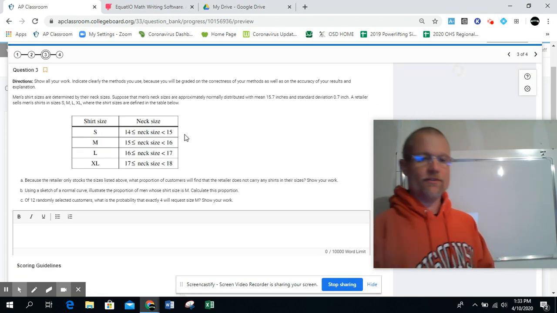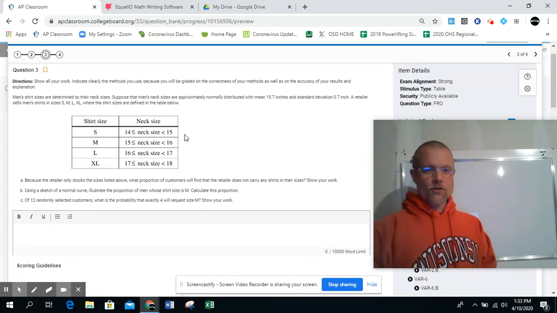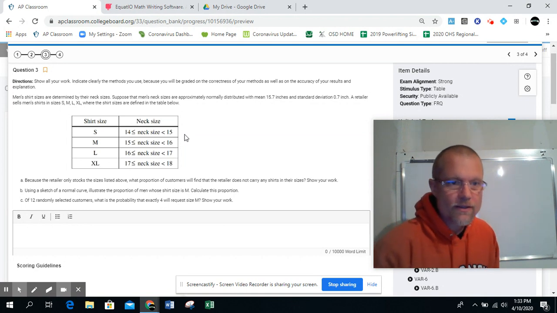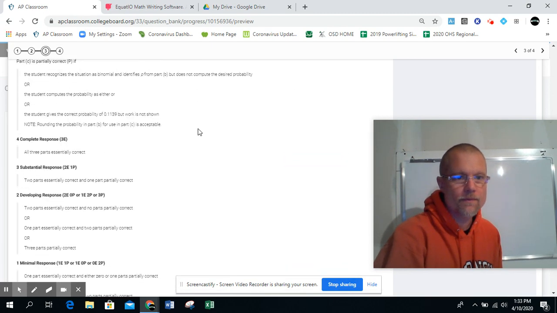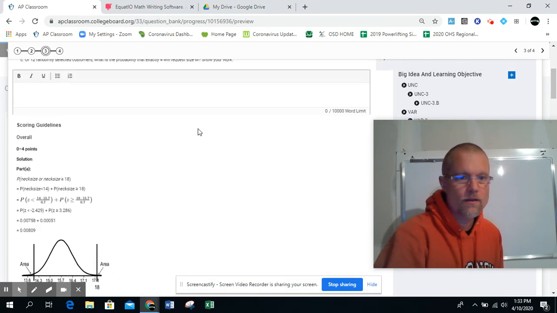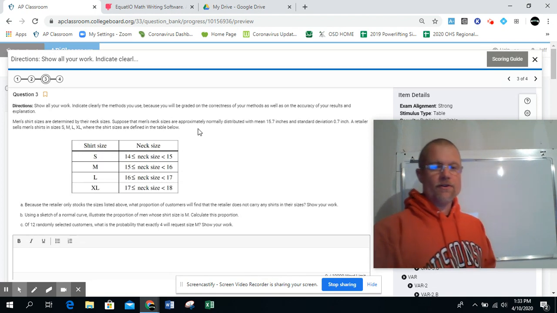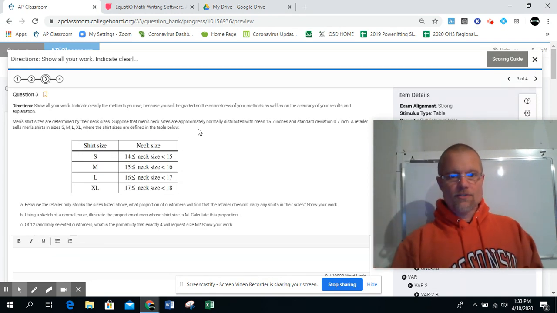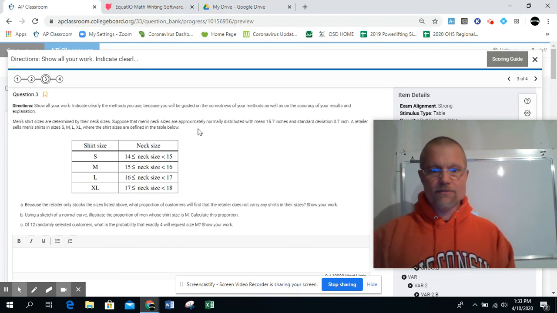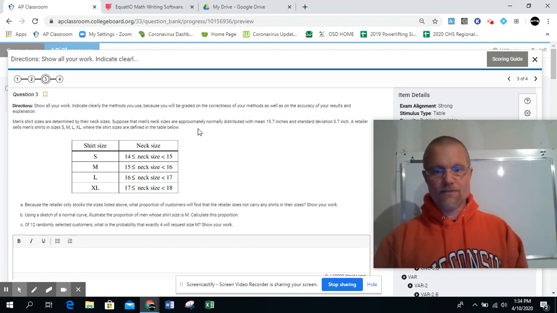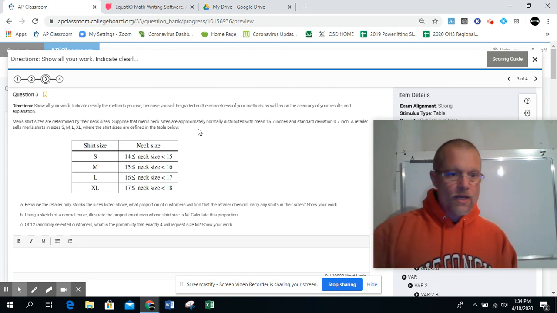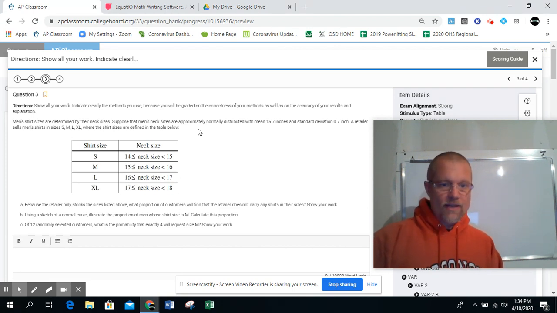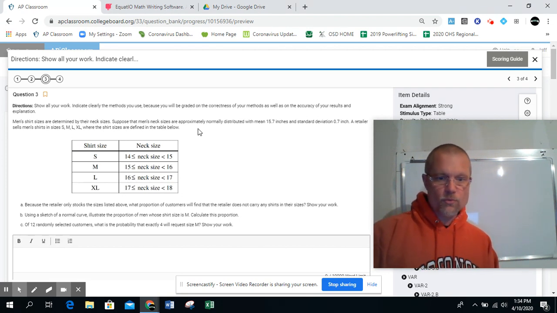Okay, so this one is the normally distributed piece here. Men's shirt sizes are determined by their neck sizes. Suppose that men's neck sizes are approximately normally distributed with a mean of 15.7 and a standard deviation of 0.7. A retailer sells men's shirts defined below. Because a retailer only stocks the sizes above, what proportion of customers will find the retailer does not carry shirts in their size?